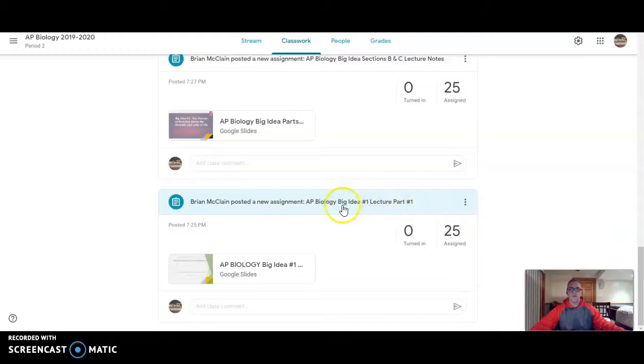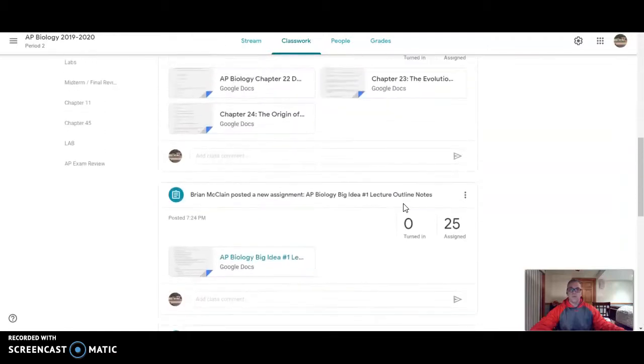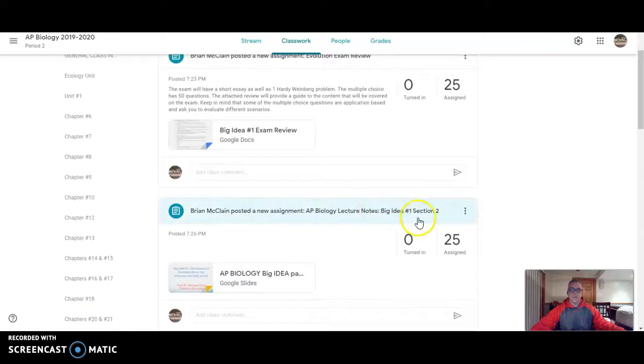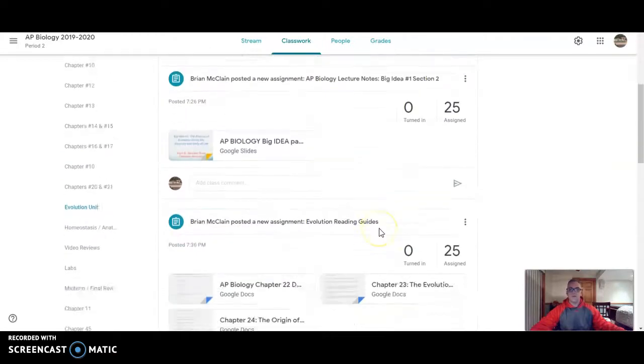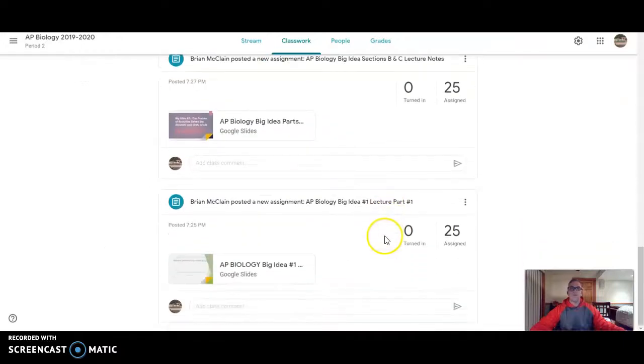We're going to start with lecture big idea number 1, part 1. And then as we move through these different things, you'll see that there's section 2, big idea section 2, and then we'll be able to move on from there. So I'll definitely make sure we reference it, but I think when we jump into that, you'll be able to continue to move on.